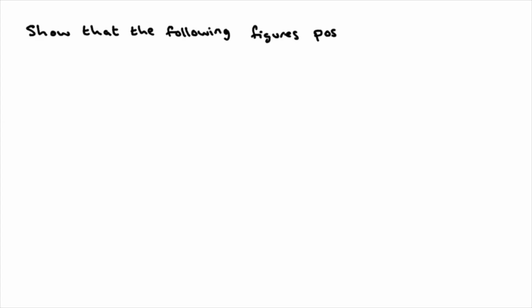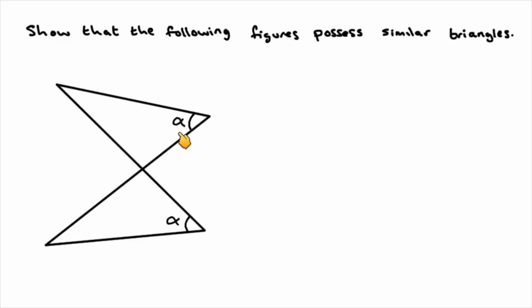Let's move on to another example. It says, show that the following figures possess similar triangles. We already know that this angle and this angle are equal. Pause the video here and attempt to answer this question on your own.